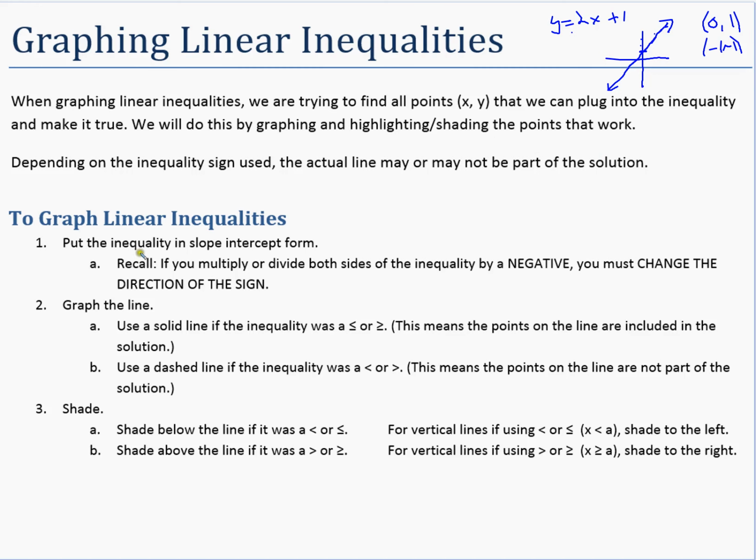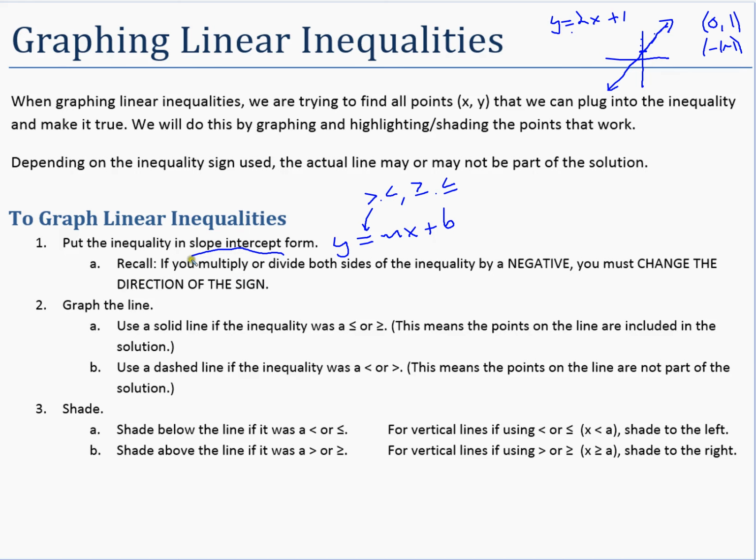So to graph linear inequalities, the first thing you want to do is put it in slope-intercept form. So y equals mx plus b form. And when we do that, realize we won't have an equal sign here. We'll have something like a greater than, a less than, greater than or equal to, or less than or equal to. We'll be using one of those signs. Also remember, when solving inequalities, if you multiply or divide both sides of an inequality by a negative, you have to change the direction of the sign. So please remember that rule for inequalities.